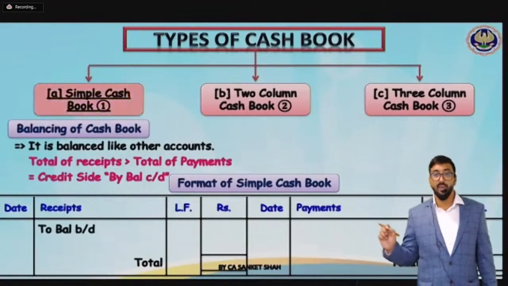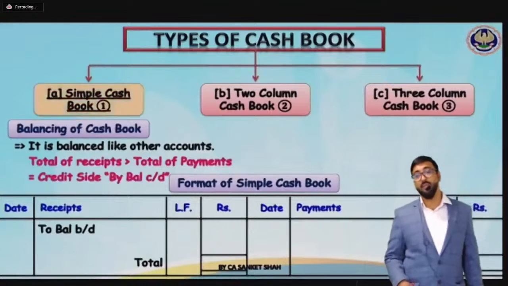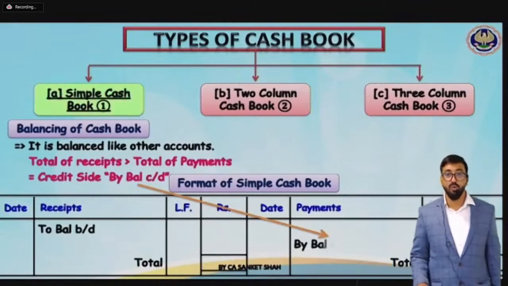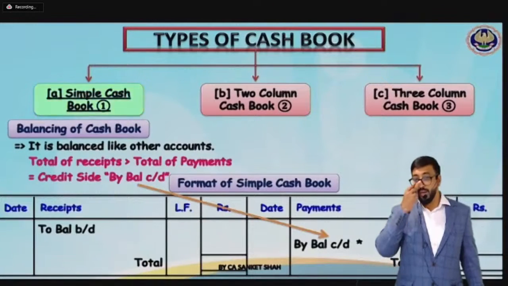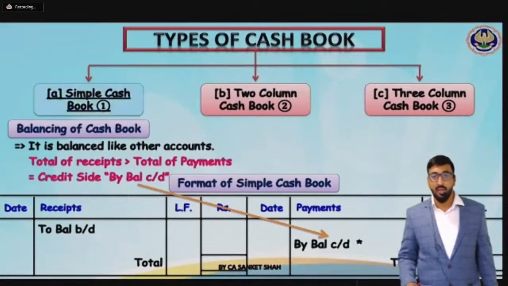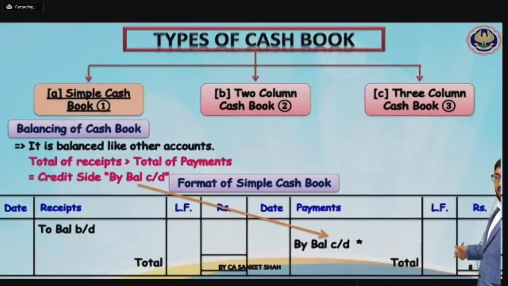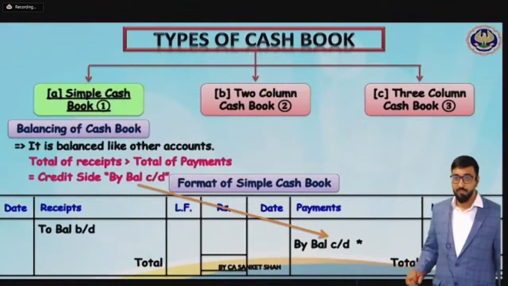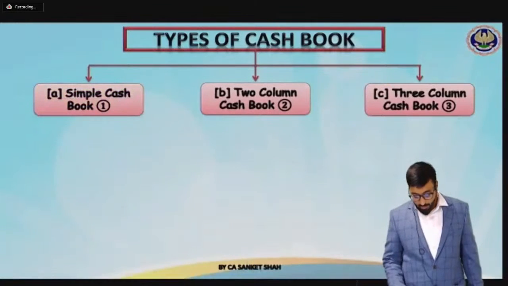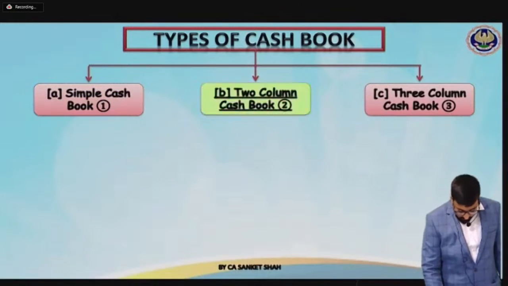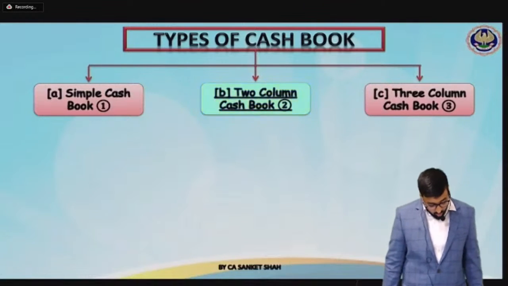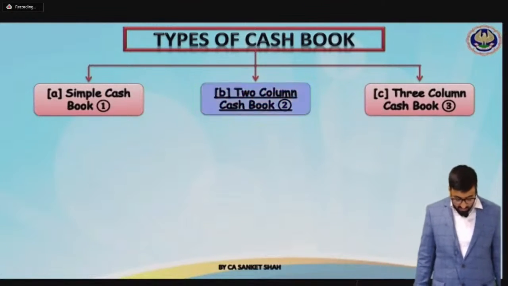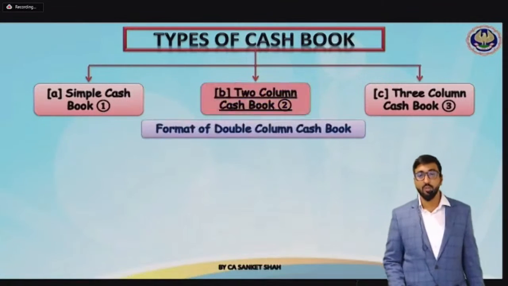So please, I will rectify this in the study material and here also. So journal folio, and on the last line you will write by balance carried down. On the last line you can see here it's by balance carried down. Okay, very easy. In case of 2 columns, a loss has a debit balance, so the loss will come on the debit side. Two columns cash book format.